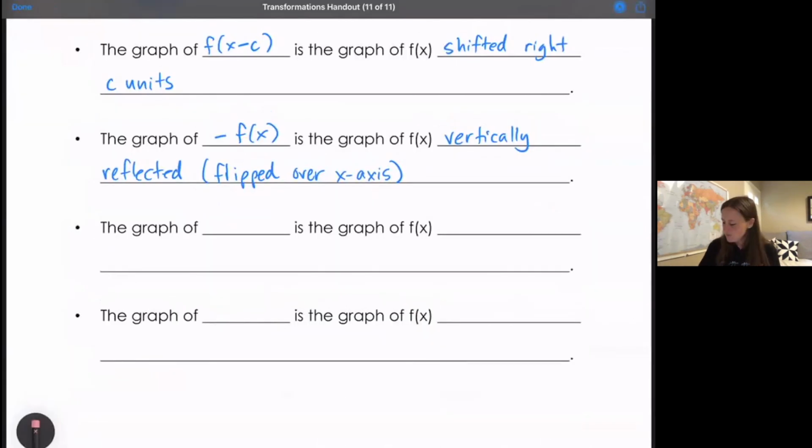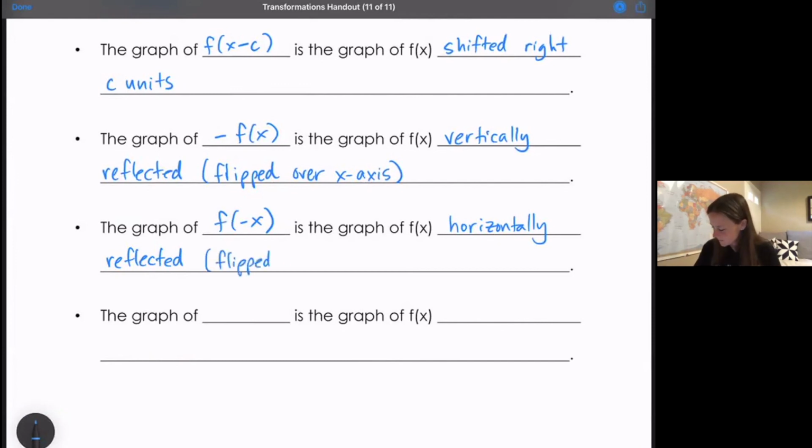So our second to last rule is f of -x. Now I've moved the -1 on the inside. It's still a reflection, but this time it's a horizontal reflection. So horizontally reflected. You could say horizontally flipped, or we could just say it's been flipped or reflected over the y-axis. We got one more transformation to go.